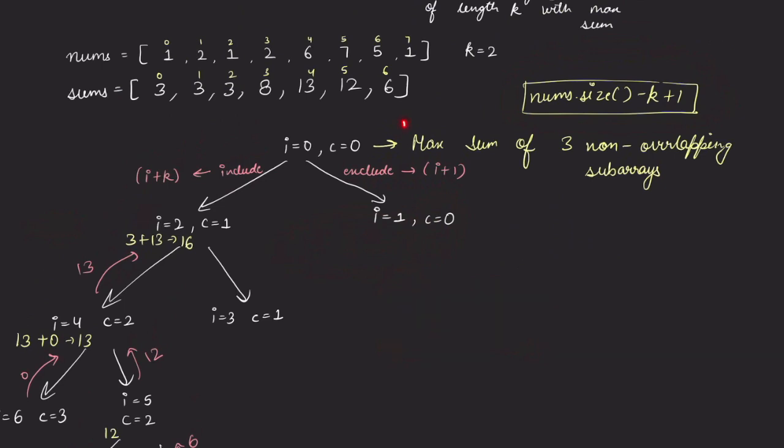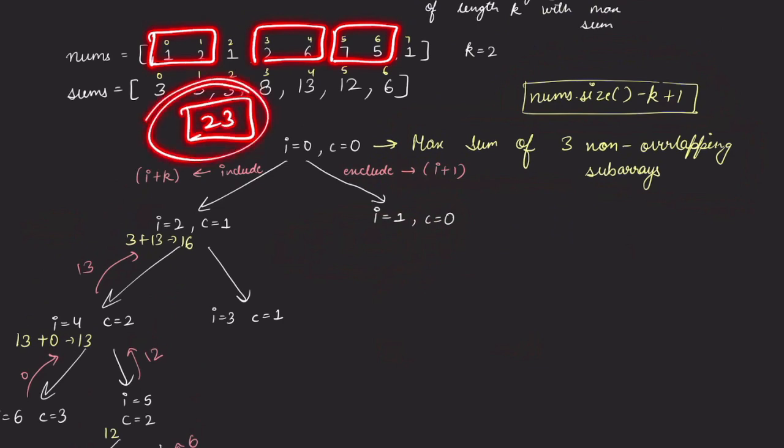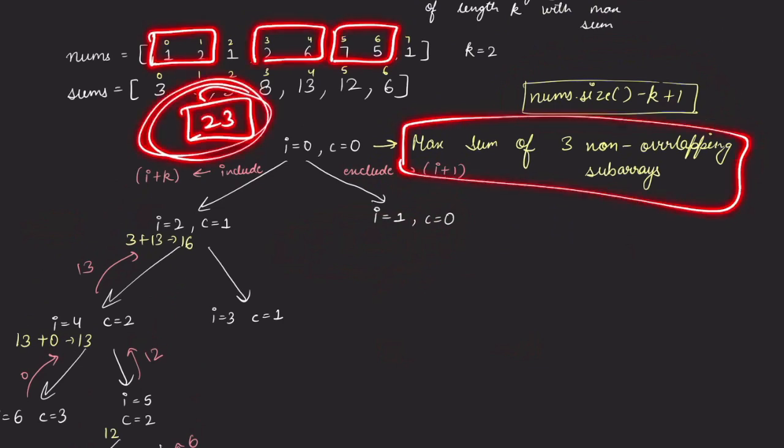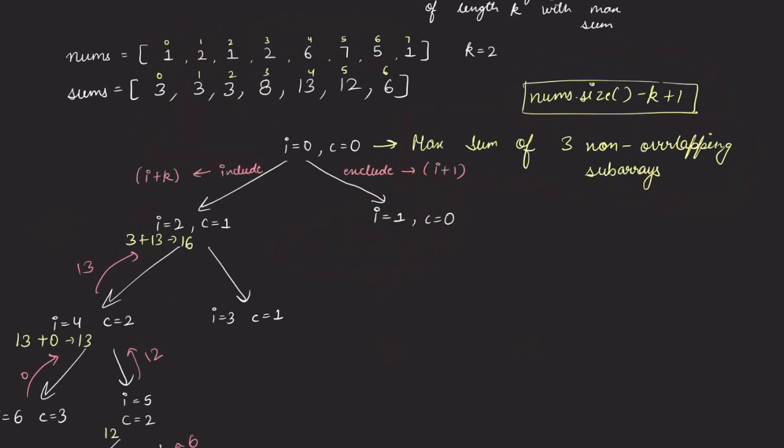So now coming back to what we have got. We have got the maximum sum of our three non-overlapping subarrays. So basically, as I told you earlier, these were the three subarrays that we had, right? Their sum was 23. So this 23 is what you have got here, right? But this is not what we need to return. We needed to return the starting indices of our subarrays, right?